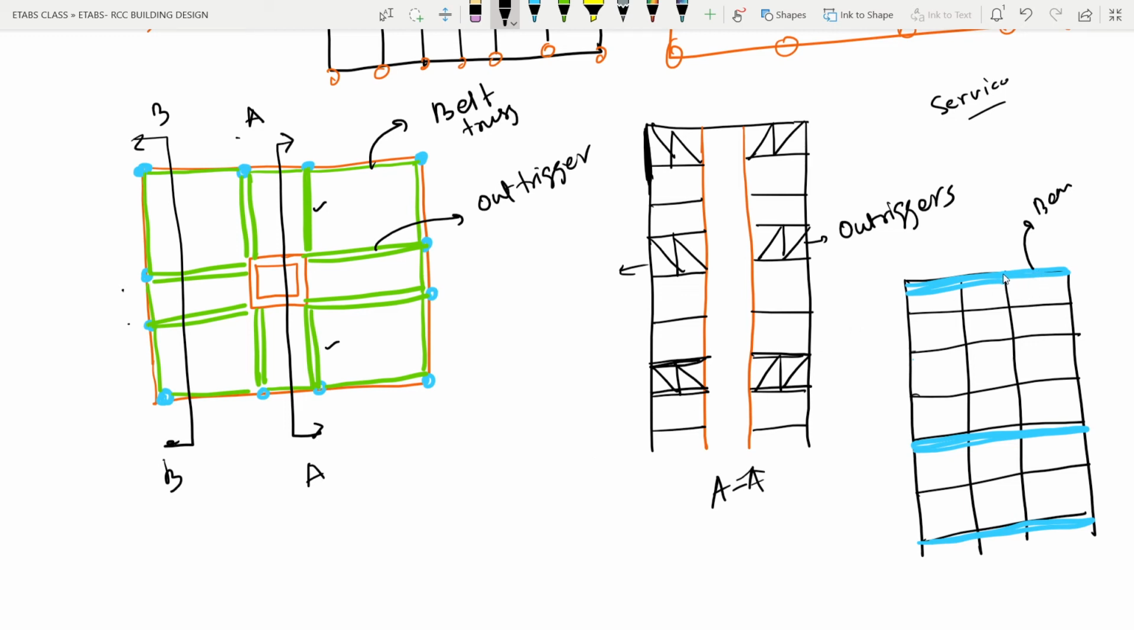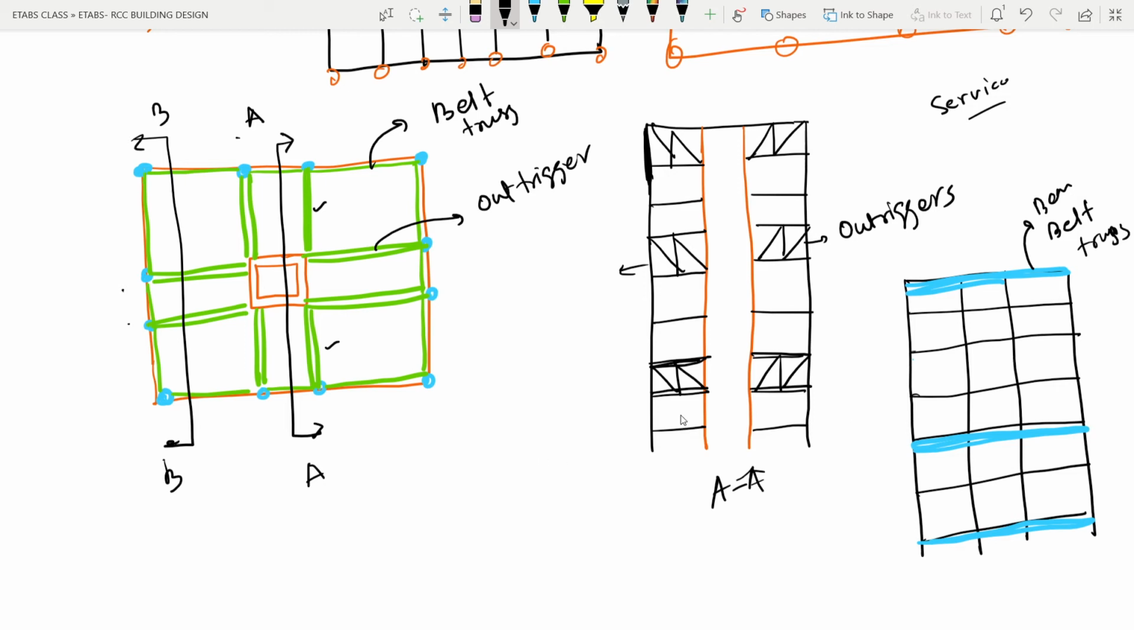So these beams with higher depth, that means it is increasing the thickness of the beam. So we can say these beams are very strong, right? So these strong beams which are connecting the outer columns are called the belt truss. It is not compulsory to have this belt truss with the outrigger, and it is also not compulsory to have the outrigger with the belt truss. You can have both, or you can have any of these two.